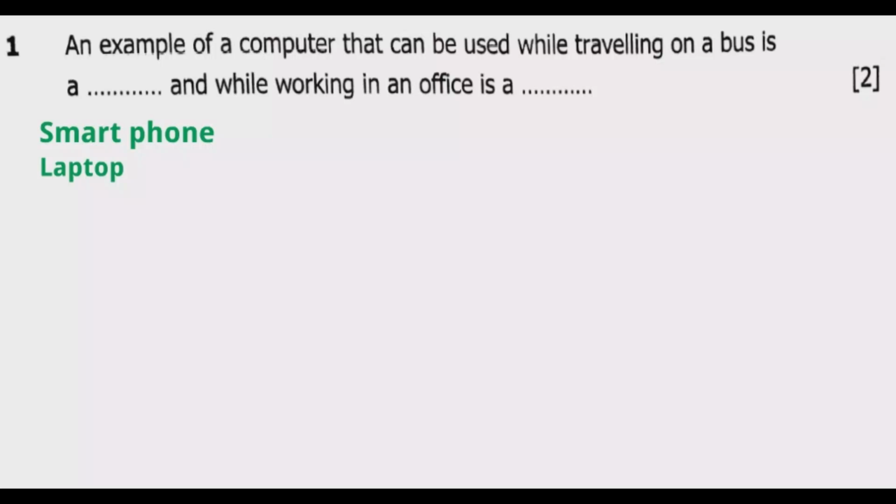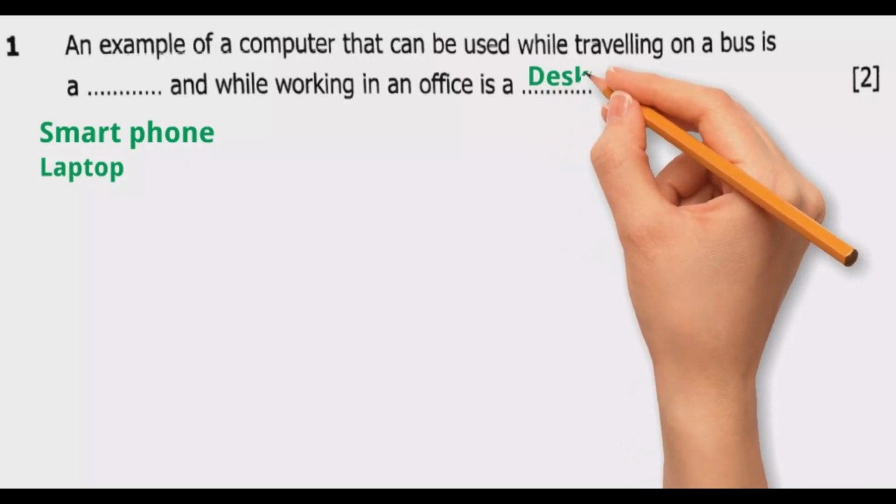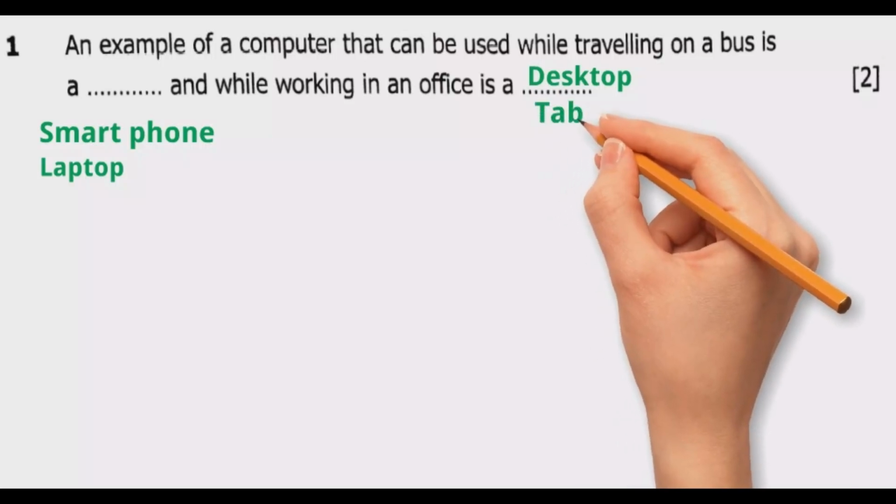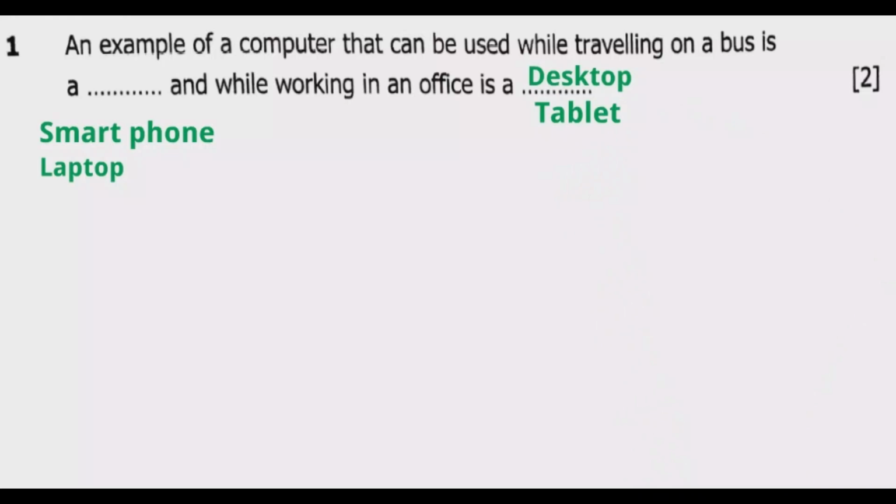A computer that you can use while in the office is 1. You can use a desktop. Okay, you can use a desktop when you're in the office. You can also use a laptop when you're in the office. You can also use all the other things I mentioned, like a tablet, a notebook, PDA, smartphone. These can be used on the bus. Even if you can use these on the move, you can also use them in the office.